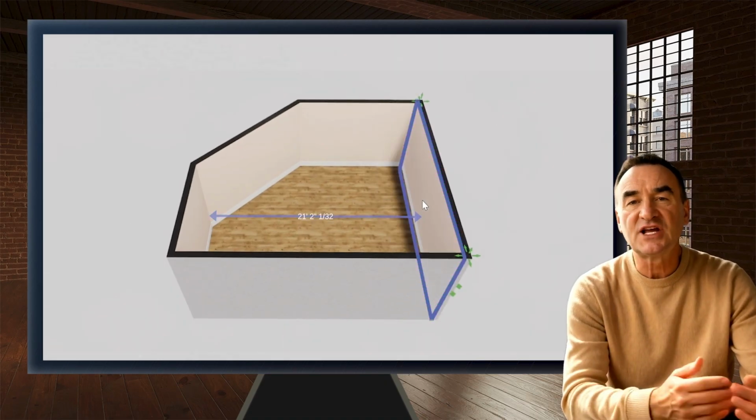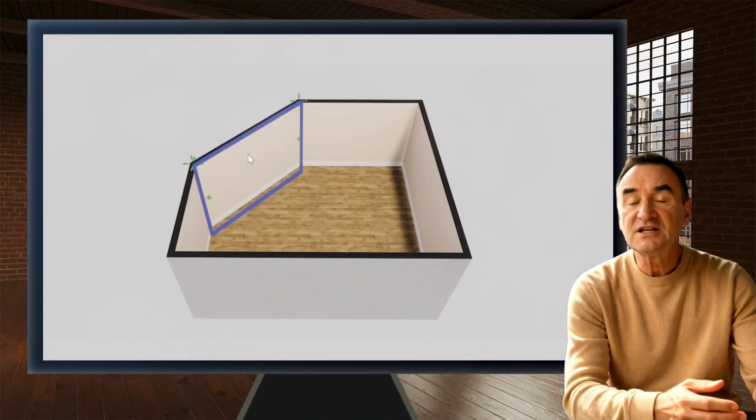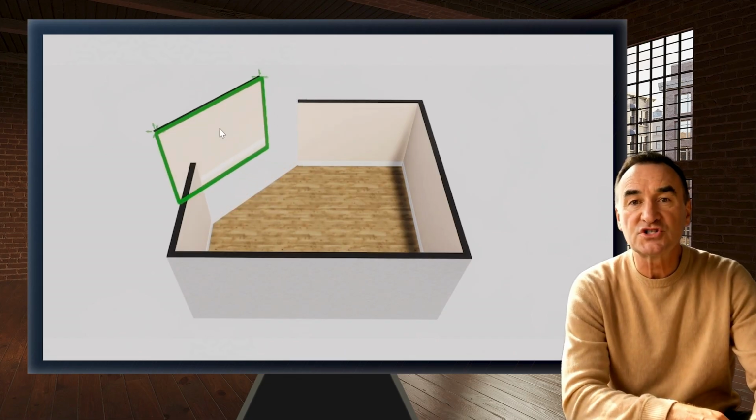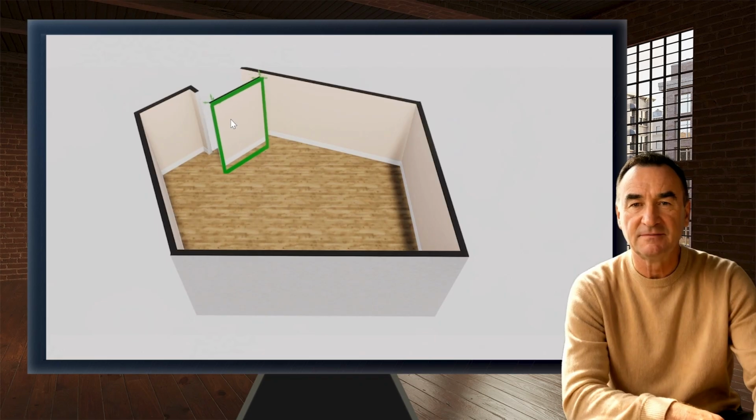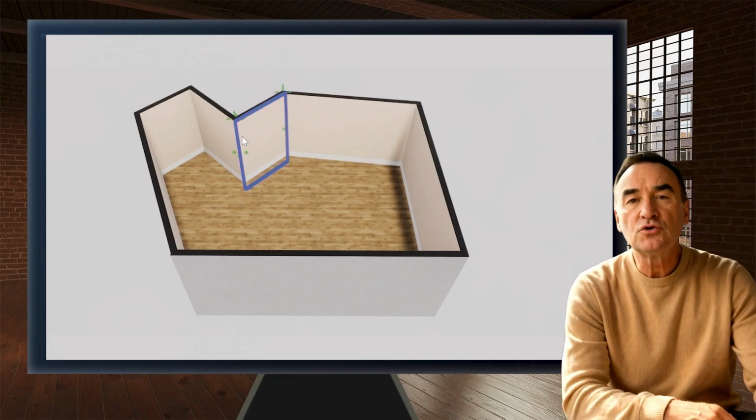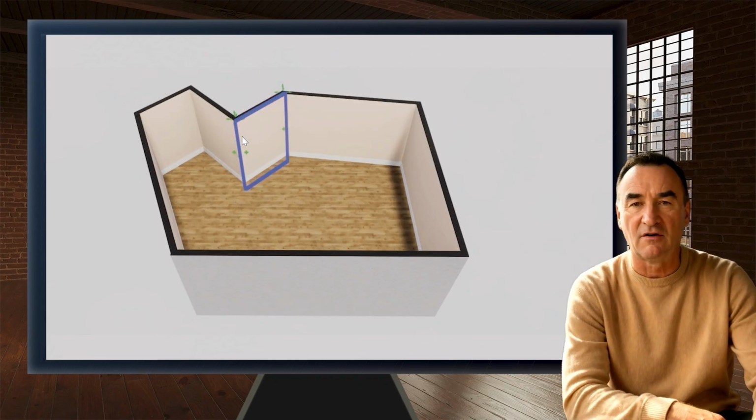Select a wall and gently reshape it. Drag to resize and adjust proportions intuitively. Break a wall into sections and shift them independently. Watch the room adapt as ideas evolve.